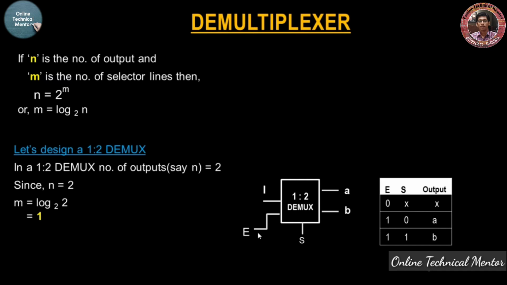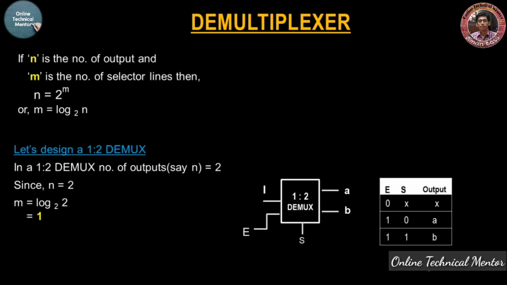Now when the enable line is high and the selector line S is 0, at that time the data at the input I will move to output A. That's why I have written A in the output column. And when S is 1 and the enable is also 1, at that time the data at the input I will now move to the output B. So that's why I have written B in the output column.